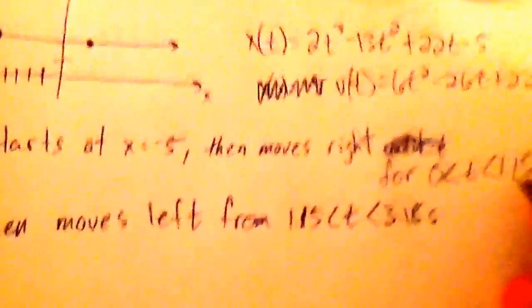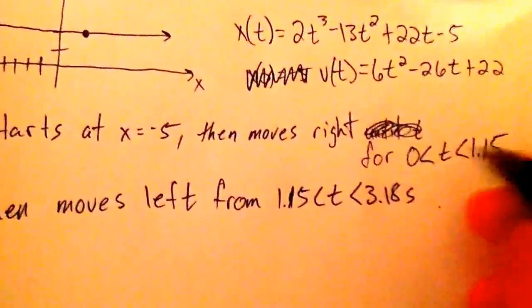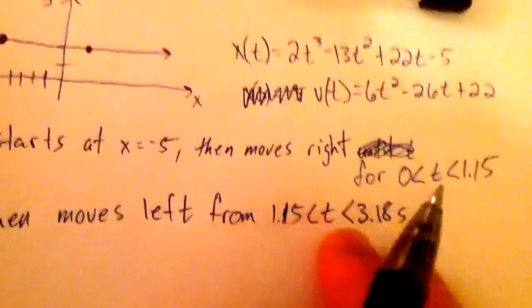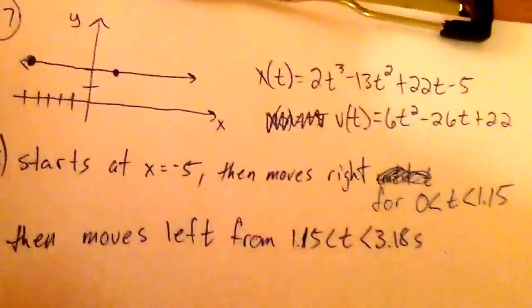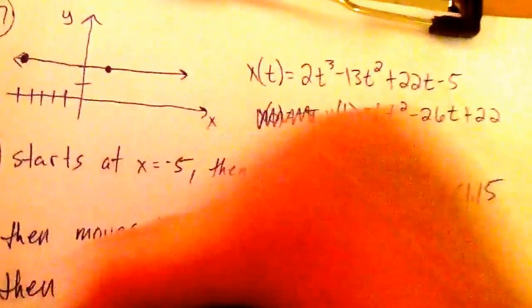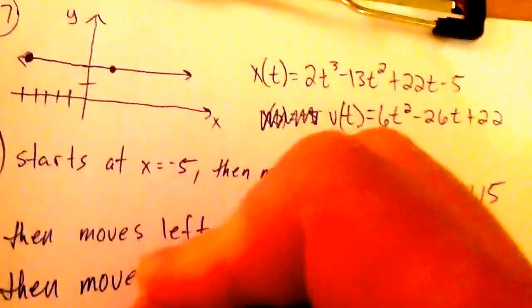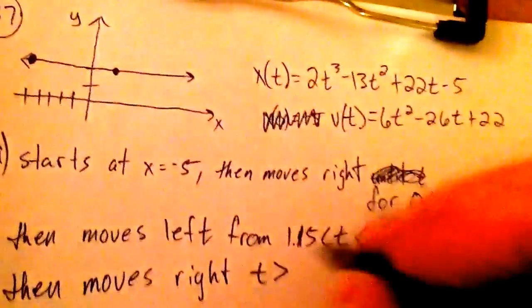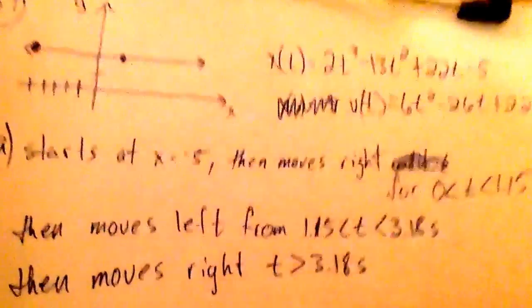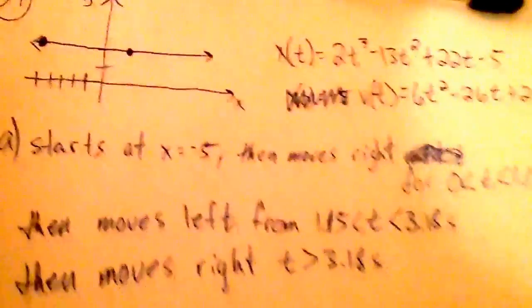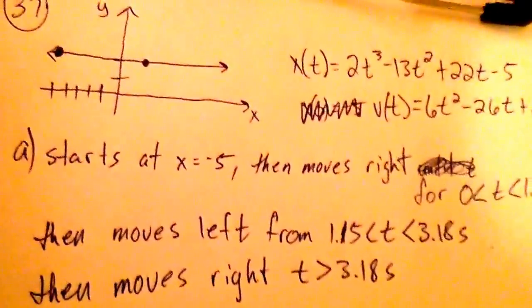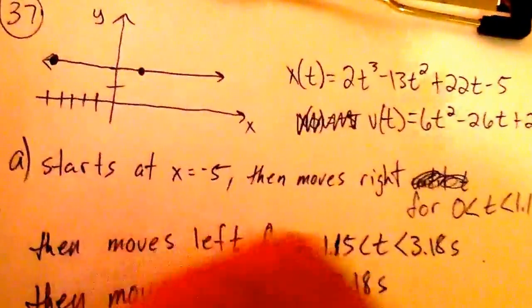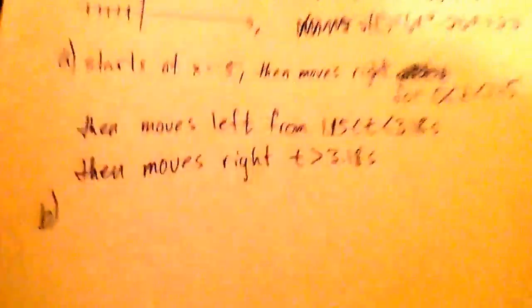At exactly 1.15, well, I rounded, but it wouldn't be moving. That's when it turns around. So it moves left from there, and then it moves right for the rest of the time, for t greater than 3.18 seconds. So it just keeps moving right forever after that. So that's A. We could get more detailed if we wanted. I don't know what the back of the book says.